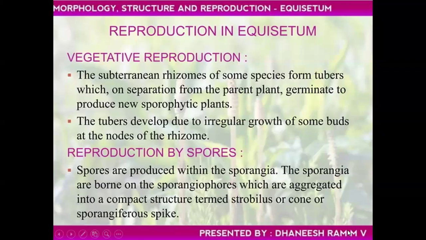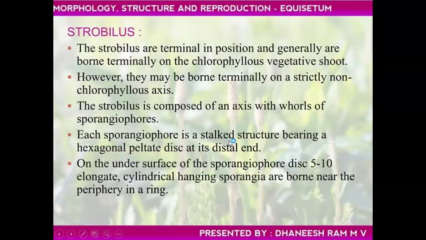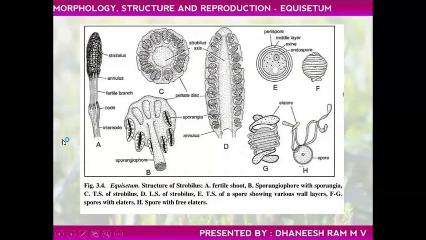There is a peculiar characteristic feature in Equisetum that has to be very well noted. Here, the sporangia are developed on a stalk-like structure, which we call the sporangiophore. So this is completely an aggregation of the sporangia. Each sporangium has a stalk, which is called the sporangiophore.